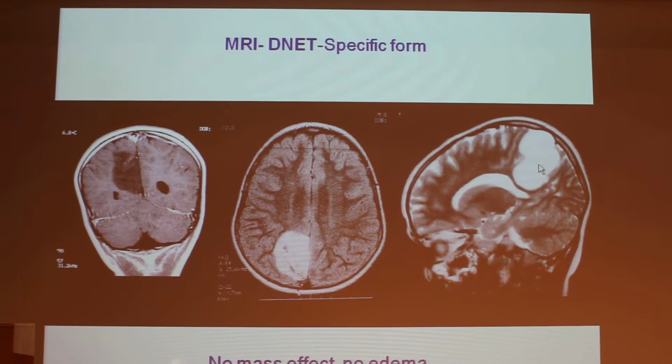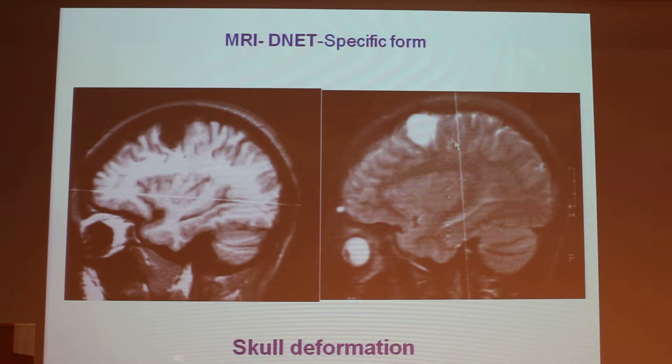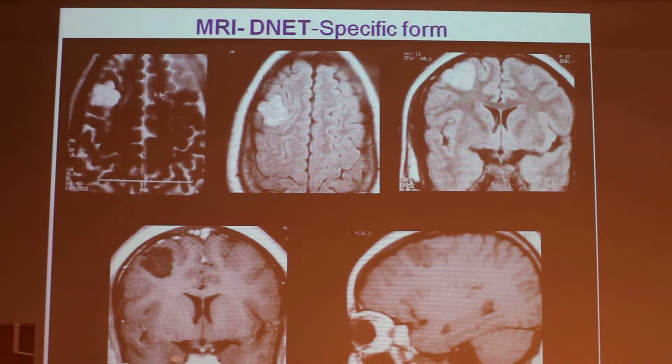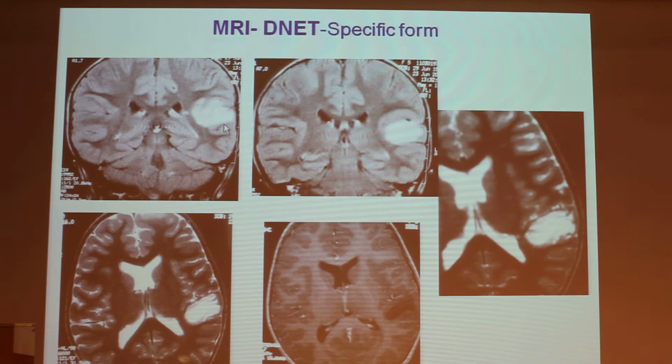On FLAIR and T2, and hypointensity on T1. Here you see the skull deformation. If you see another case here with many cysts, it is very characteristic of the DNET. No edema. A very important thing in the DNET, which is very frequent in children, is the absence of enhancement. In children, it is not the same as in adults.